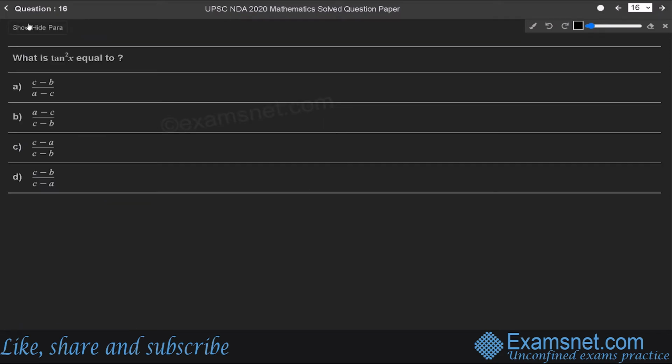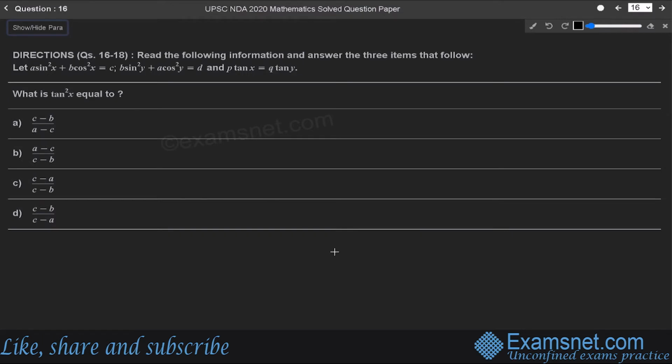Next question is, the directions are given which will be followed up to question number 18. Let a sin square x plus b cos square x is equal to c, and b sin square y plus a cos square y is equal to d, and p tan x is equal to q tan y. These are the three most important things which are given in the question. We have to remember these three equations.